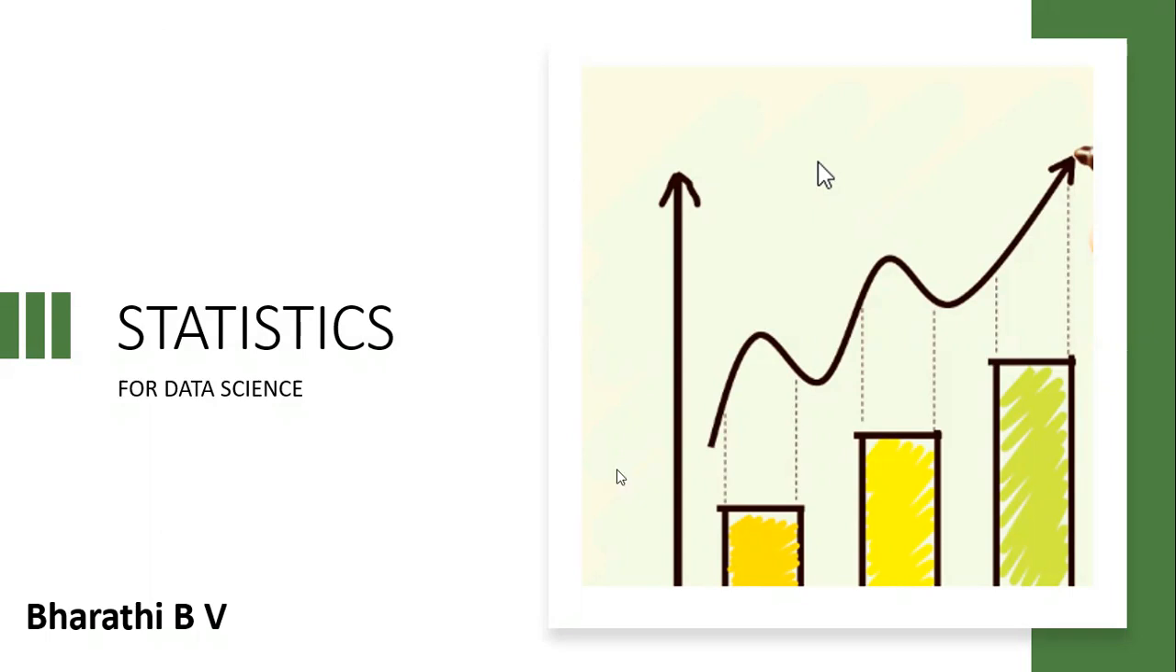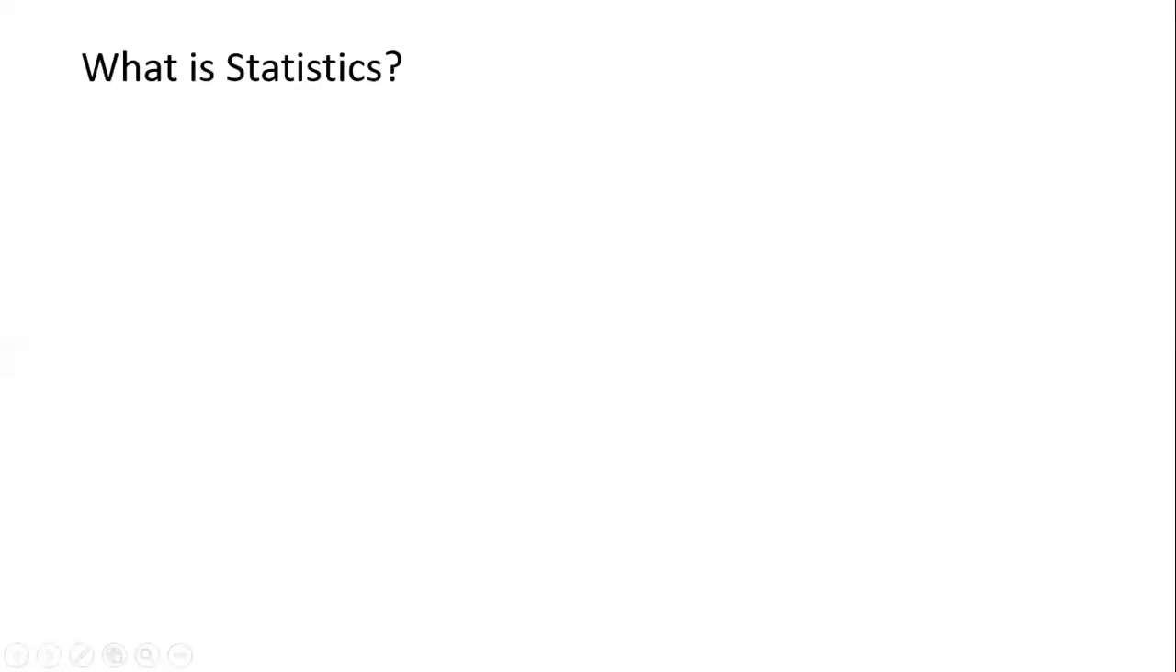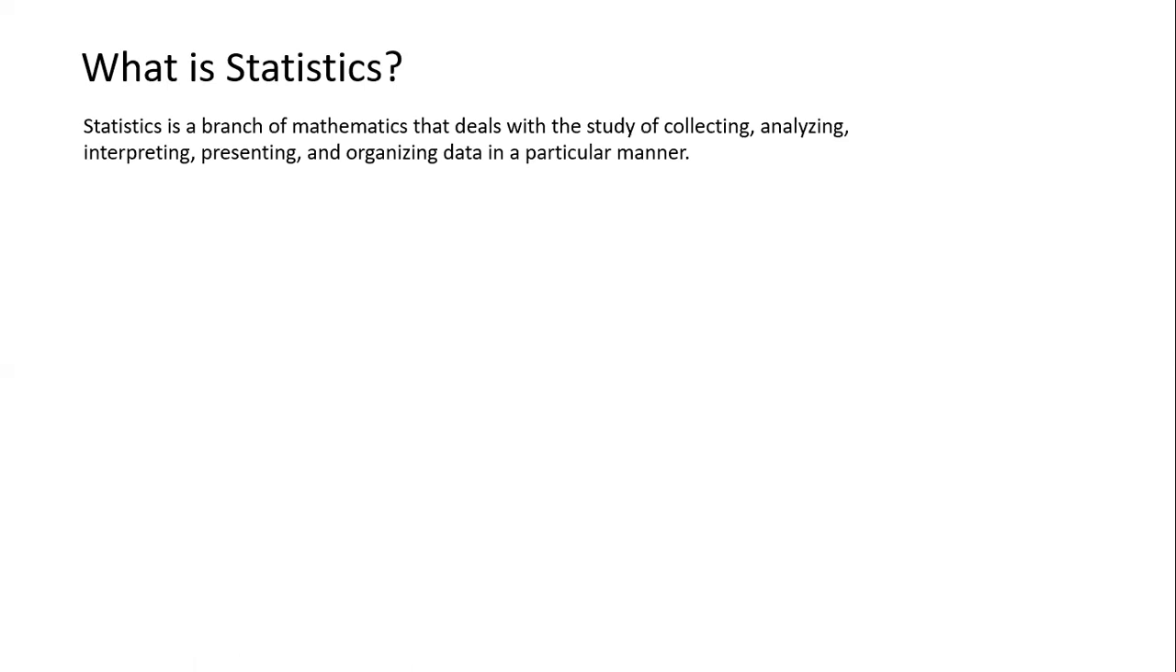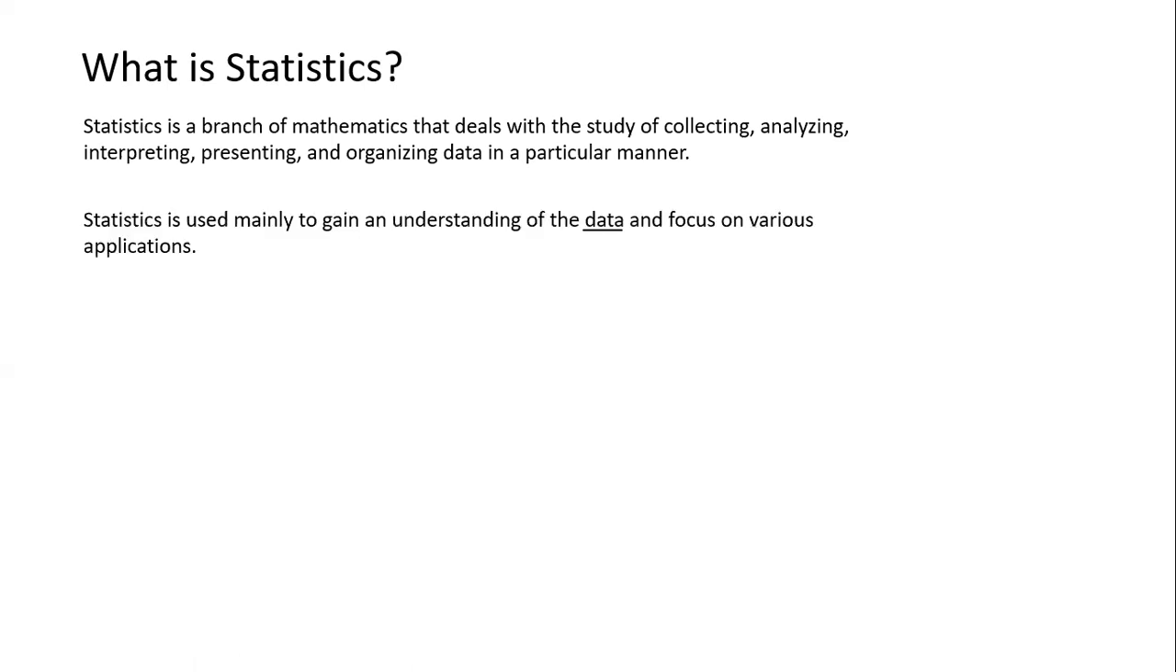So today we will be learning about the statistics which we will be using for data science. So what is statistics? As we know, statistics is a part of mathematical operation. This is basically a science of collecting, organizing, and analyzing the data. So, statistics is a branch of mathematics that deals with the study of collecting, analyzing, interpreting, presenting, and organizing data in a particular manner. So, why do we use statistics mainly in data science? It is used to gain an understanding of data and focus on various applications.